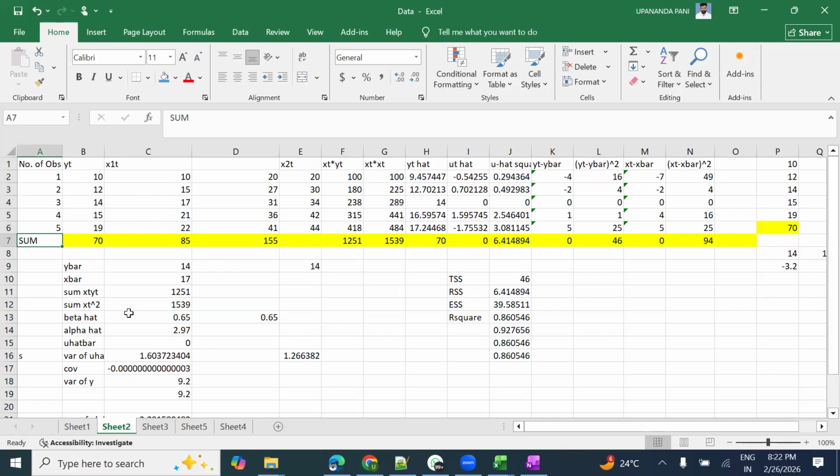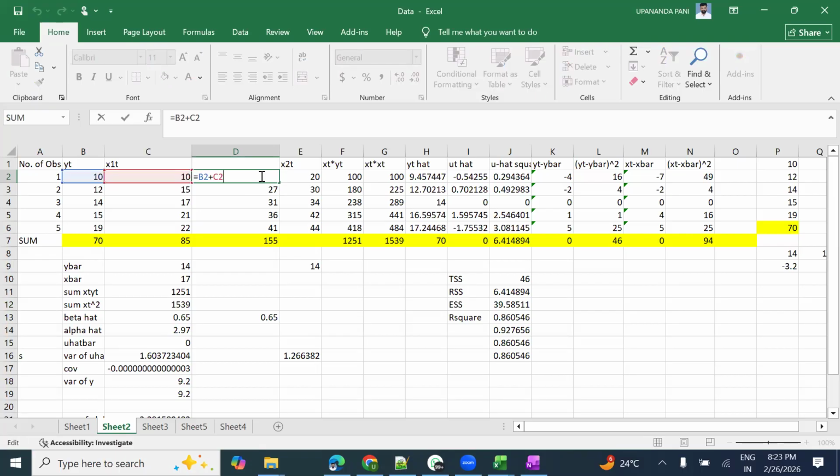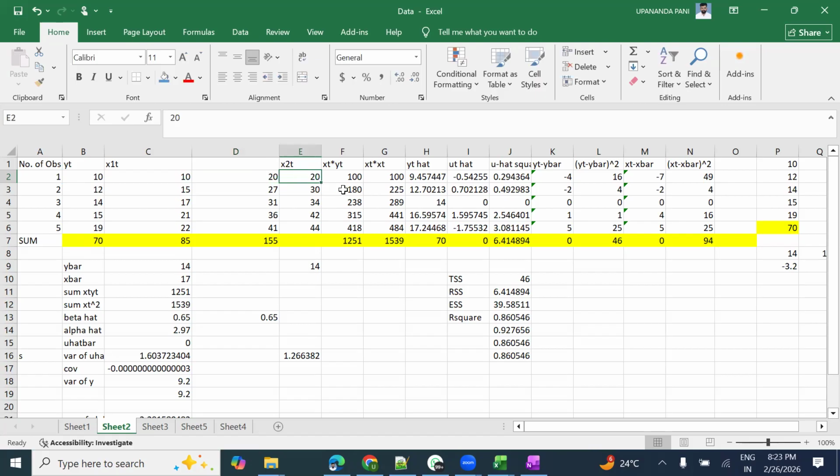I will come to that. Suppose, for example, first what you will do. What is this? You can see over here, this is basically C2 plus C2, that is YT plus X1T. This is a different data, but we can take this. Right now it is not required. I will come to this table later on. But let us first try to understand.